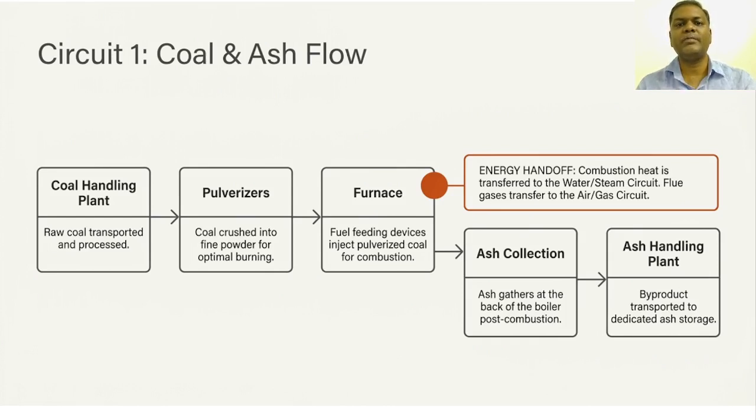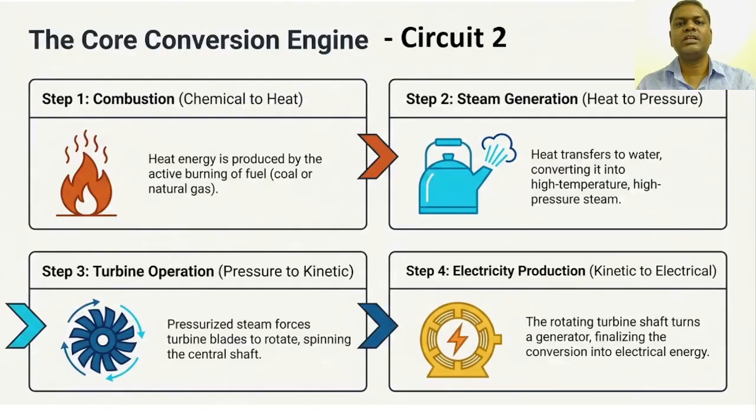From the pulverizer, it goes to the furnace process. Here, the fuel firing devices inject pulverized coal for combustion. From that furnace, the ash is collected in the ash handling plant. Next part is the conversion of energy.